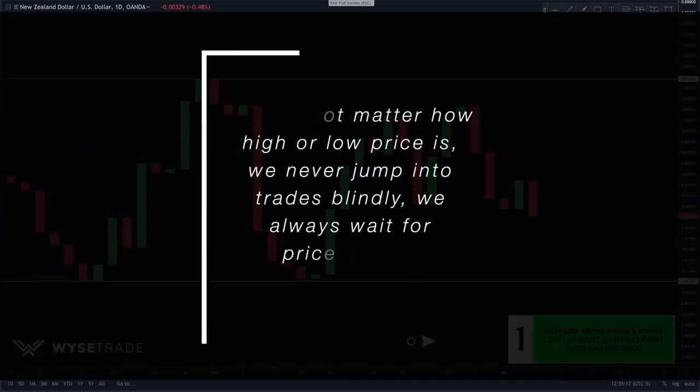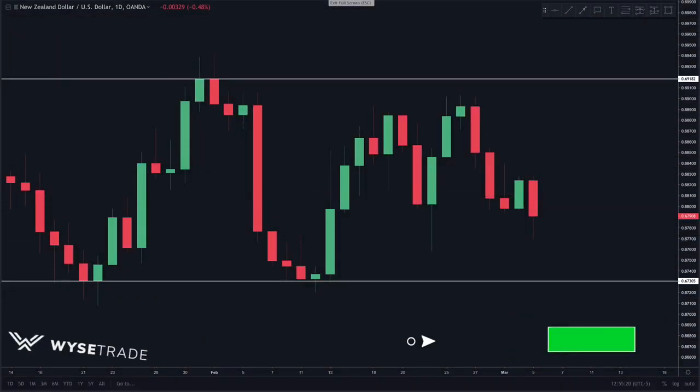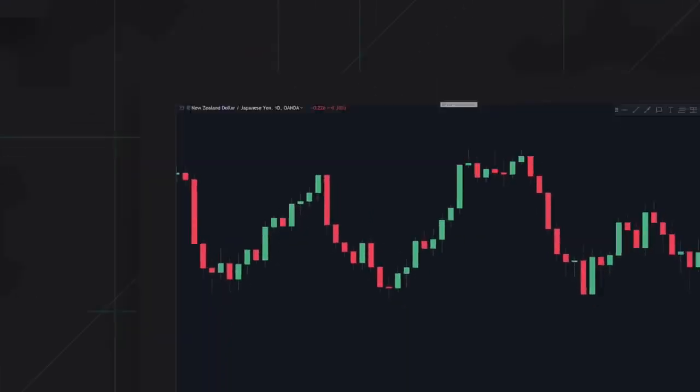As always, we don't jump into trades blindly, regardless of how high or low price is. We always wait for price action. So, to the next trait we look for.